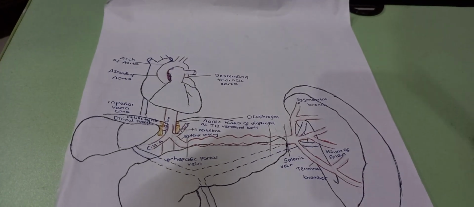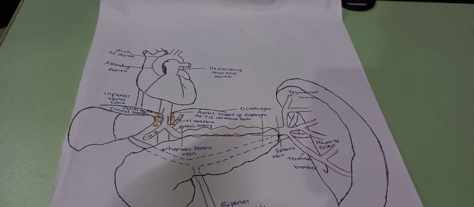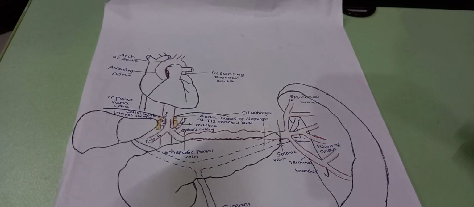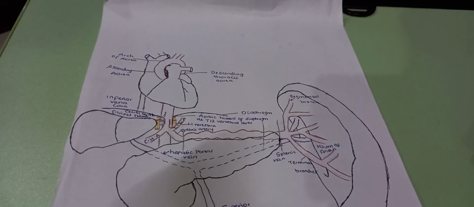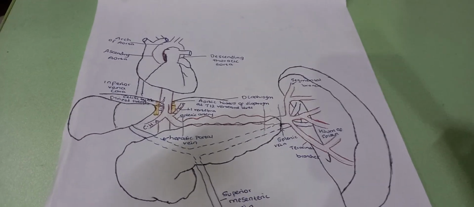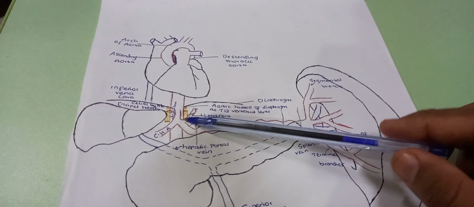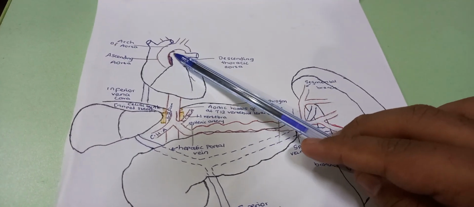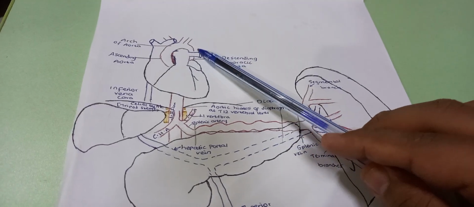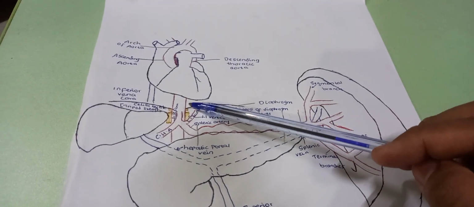Let's talk about blood supply to the spleen. Let's see how blood flows from the heart to the spleen and the spleen back to the heart. So, the left ventricle pumps blood. Blood flows through the ascending aorta, the arch of aorta, the descending thoracic aorta.